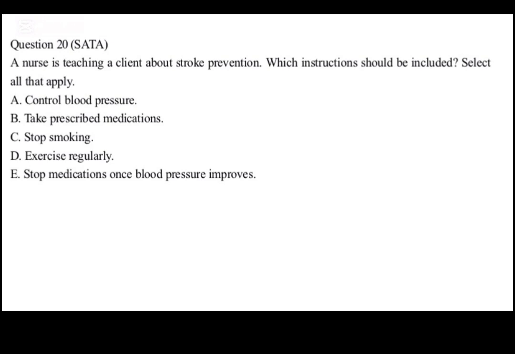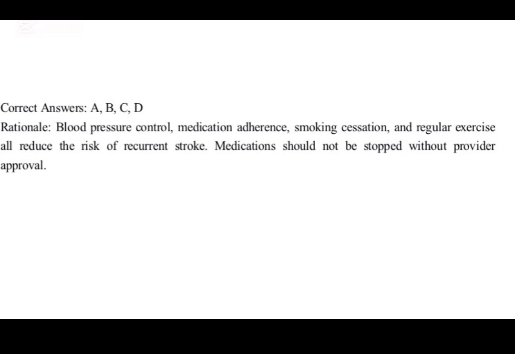Question 20, SATA. A nurse is teaching a client about stroke prevention. Which instructions should be included? Select all that apply. A. Control blood pressure. B. Take prescribed medications. C. Stop smoking. D. Exercise regularly. E. Stop medications once blood pressure improves. Correct answers, A, B, C, D. Rationale. Blood pressure control, medication adherence, smoking cessation, and regular exercise all reduce the risk of recurrent stroke. Medication should not be stopped without provider approval.